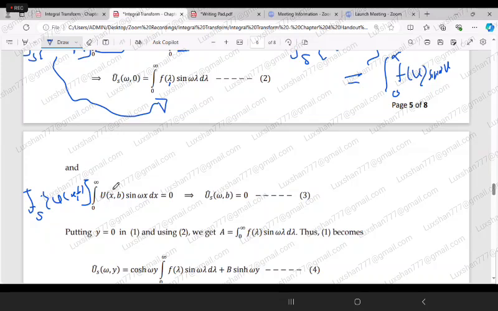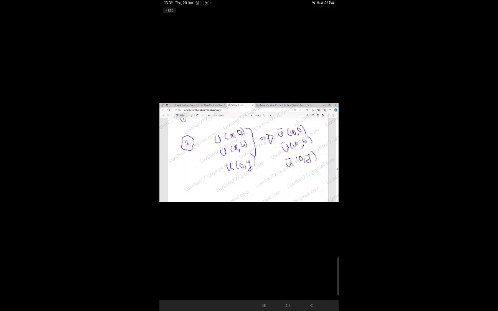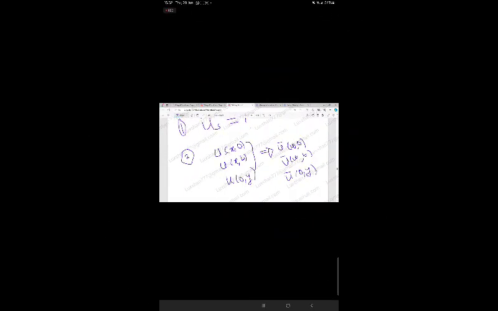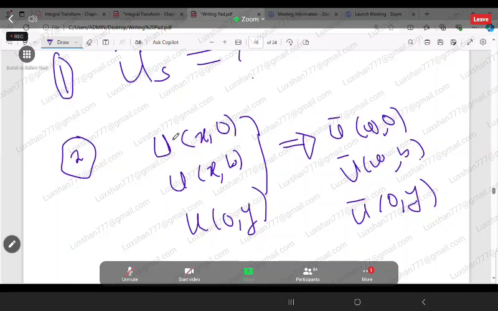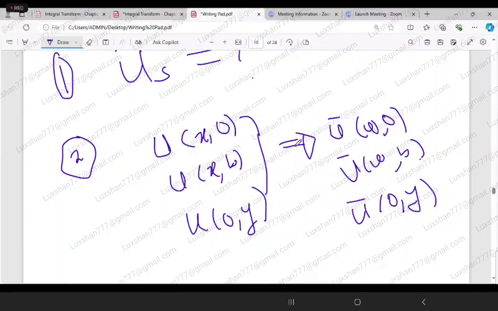Here we are given that this function is 0. Therefore, this part becomes 0, so u bar(omega, b) equals 0. Okay, so look at here. We are transforming the given conditions in terms of the Fourier transform: u(x, 0), u(x, b), and u(0, y). So now we are converting this to this one.